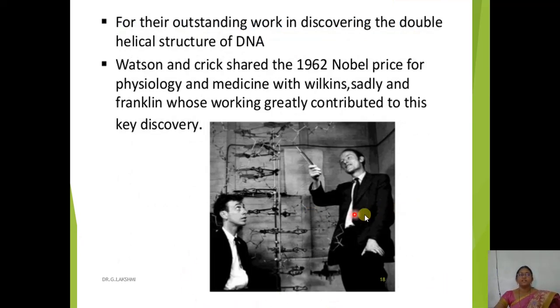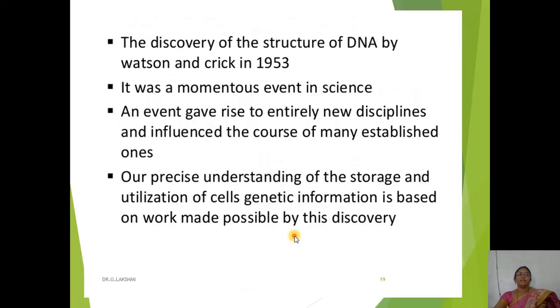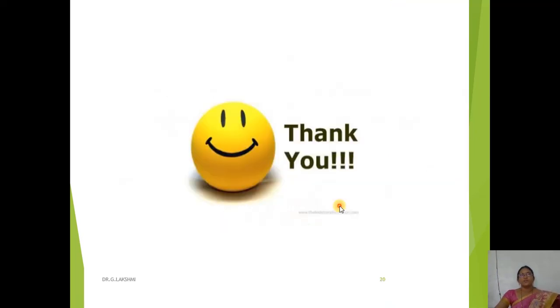Watson and Crick, in their laboratory, deduced the structure of the double helical DNA. This was done in 1953. This is a momentous event in science because it is the basis to understand the total control of the cell. For their outstanding work, they successfully deduced the structure, and this information is useful to get the genetic information. So they got the Nobel Prize for this momentous event of deducing the double stranded DNA structure. Thank you.